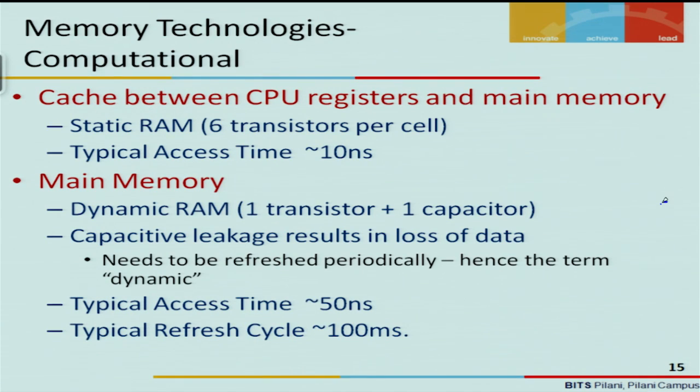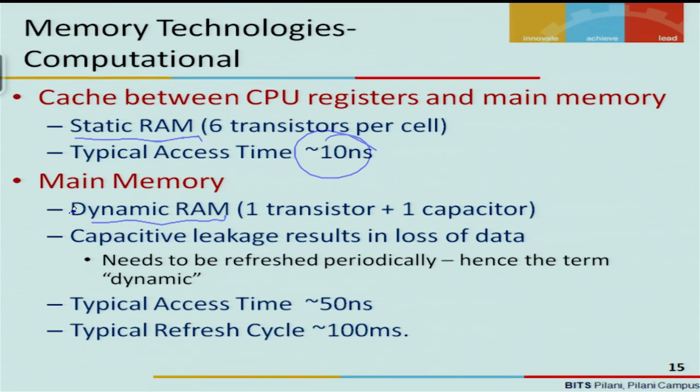If we talk in terms of memory technologies, the computational memory technology is basically the cache between the CPU registers and the main memory, for which static RAM is used, and the typical access time for this memory is 10 nanosecond. Then the next computational memory in the memory hierarchy is main memory. Main memory is called dynamic memory. Why is it called dynamic memory? Because there is a capacitor component. One cell of the dynamic RAM is one transistor and one capacitor.